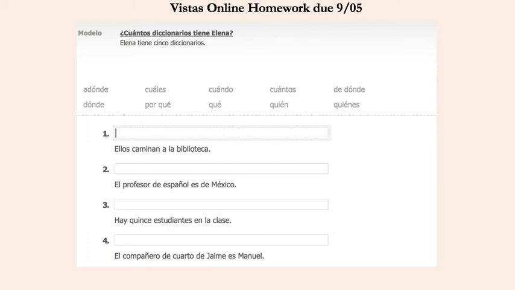Por ejemplo, number 1. You can sort of infer the question they're asking from the answer. Ellos caminan a la biblioteca. They're walking to the library. So this question might be asking, to where are they walking? ¿A dónde caminan ellos? Ellos caminan a la biblioteca. Also, when we use these words, you're going to put an upside down question mark to denote that it's a question. Número 2. El profesor de español es de México. ¿De dónde es el profesor de español? Might be the question.